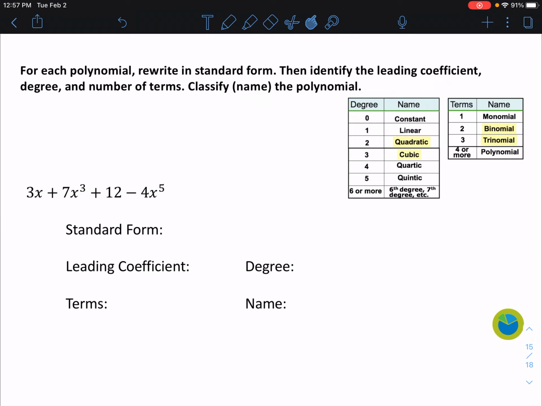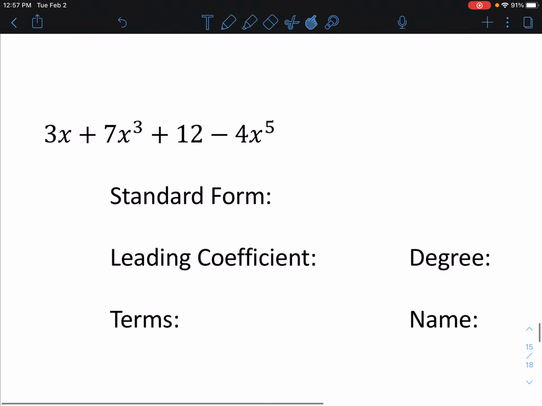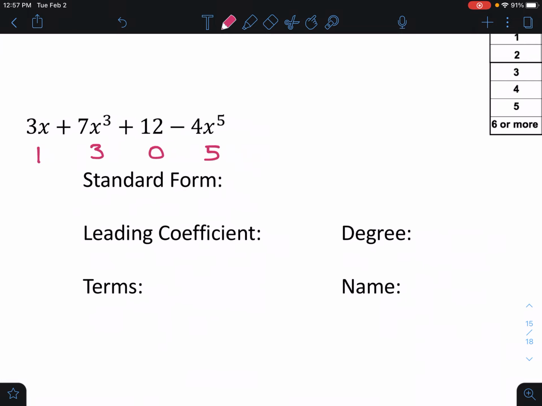So here we go. We've got this polynomial, okay? Standard form. Remember, standard form, you're going to put them in order from highest degree term to the lowest degree term. So the first thing you want to do is say, what is the degree of each term here? 1, 3, 0, and 5. Now, you're going to start with the highest degree term. That's this one. Don't forget to include the sign that's in front of it. So that will be first because it's the highest one. So we're going to say negative 4x to the 5th.